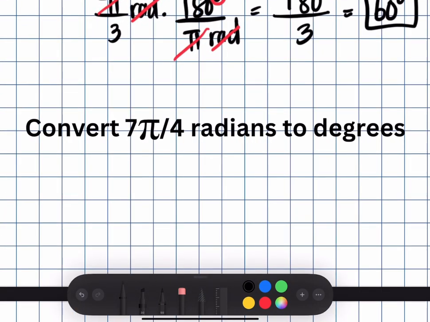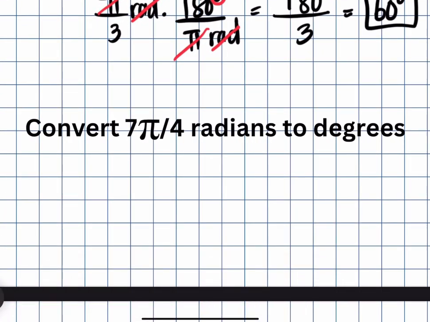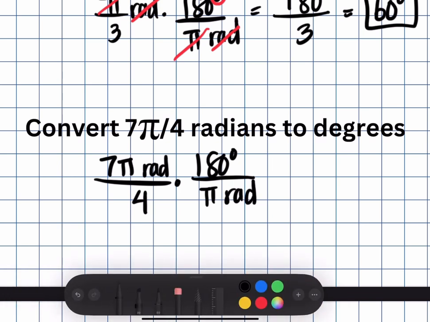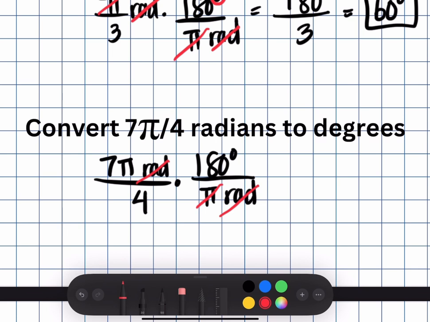Okay, 7 pi over 4. Same thing, I'm going to take my 7 pi radians over 4, and I'm multiplying by 180 degrees over pi radians. Let's see what's the same on the top and the bottom. Radians are the same on the top and the bottom. Pi also gets divided out. And so I'm left with 7 times 180 over 4.